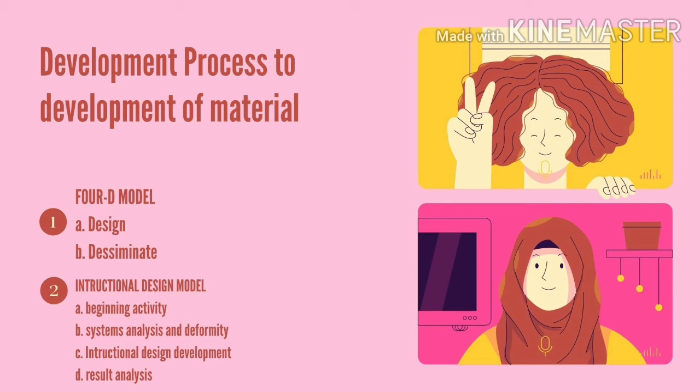B. Disseminate. The disseminate stage is done after the teaching materials have been corrected in accordance with the input of the review by experts. The reflection here refers to the implementation process of the prototype materials in the learning process.